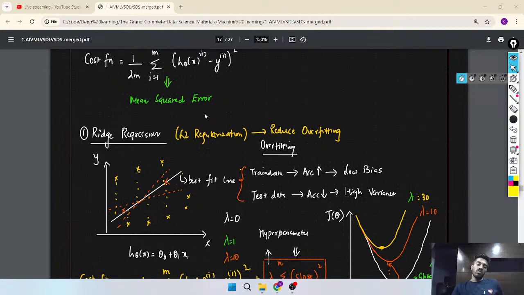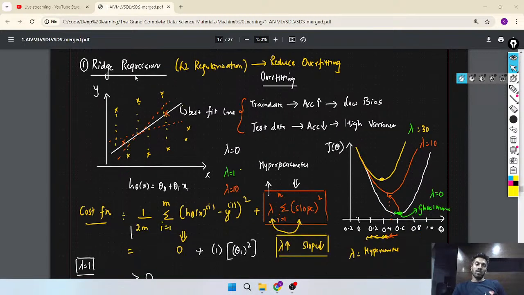To reduce overfitting, we have three techniques. The first one is ridge regression, the second one is lasso, and the third one is elastic net. Basically, everyone uses the two techniques, ridge and lasso. Elastic net is also used, but at a very low percentage.